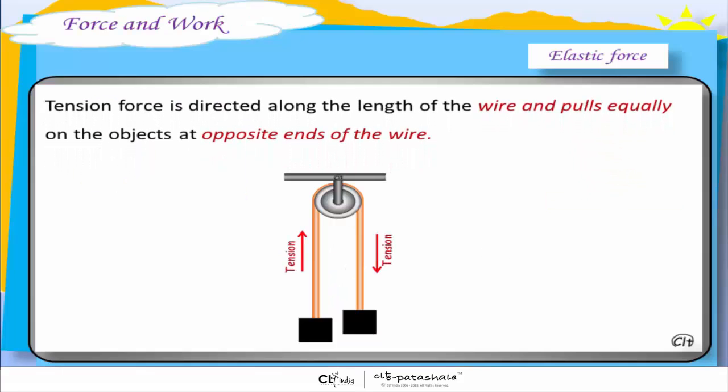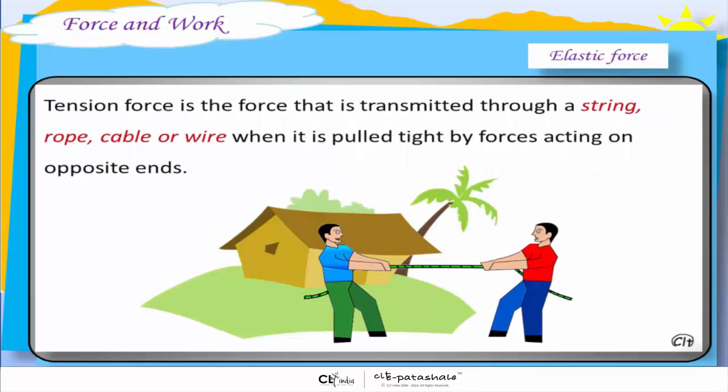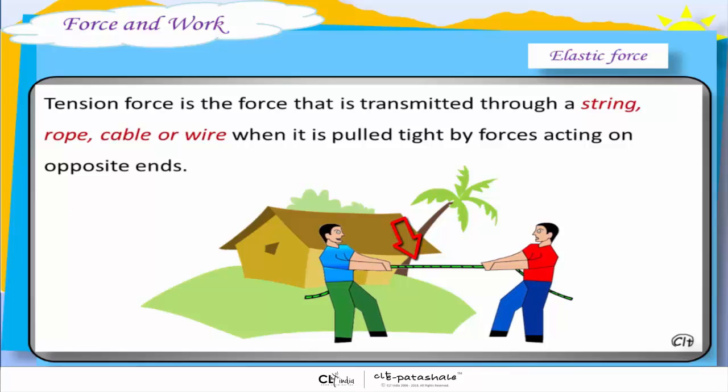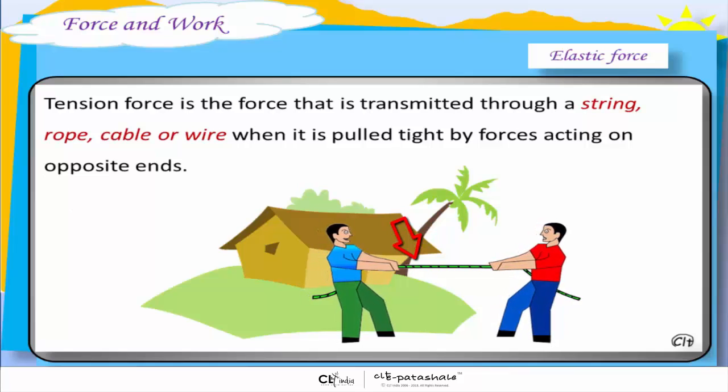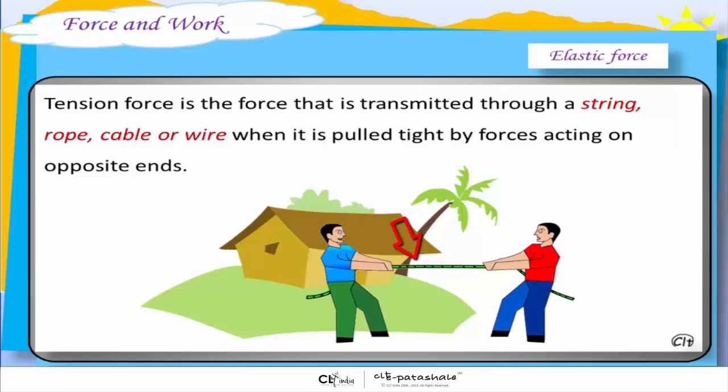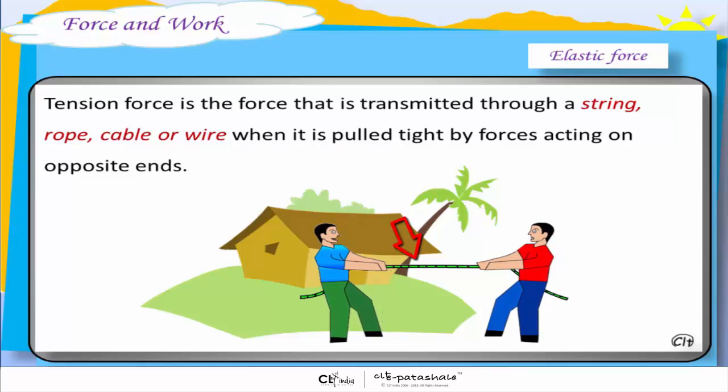Tension force is directed along the length of the wire and pulls equally on the objects at opposite ends of the wire. Tension force is the force that is transmitted through a string, rope, cable or wire when it is pulled tight by forces acting on opposite ends.